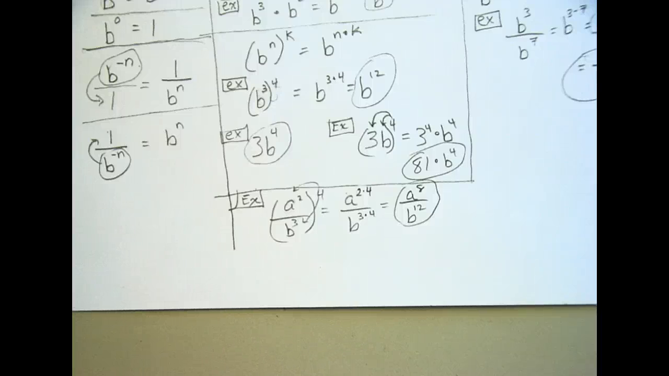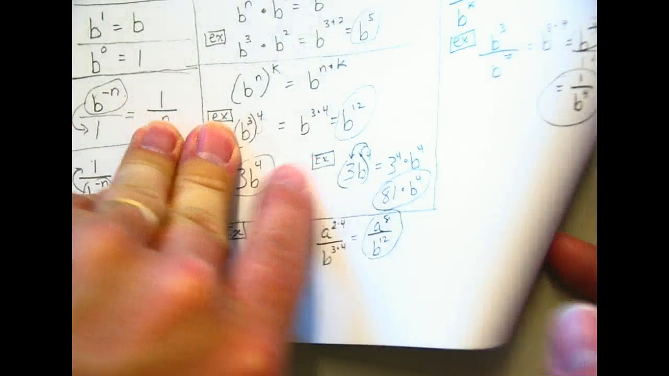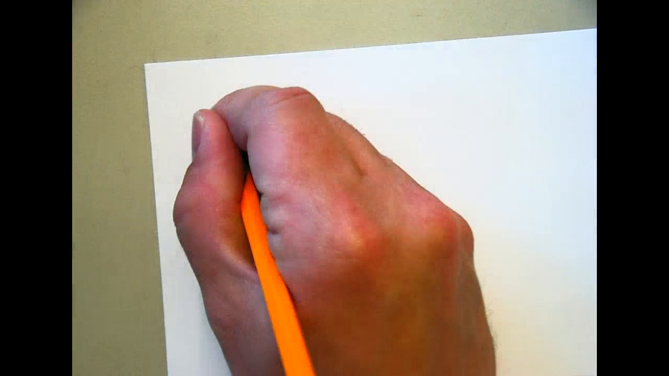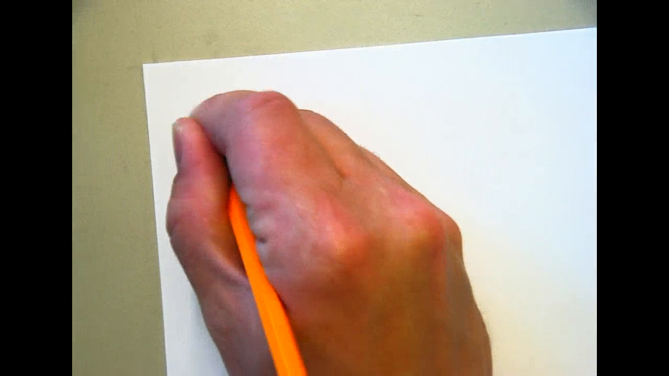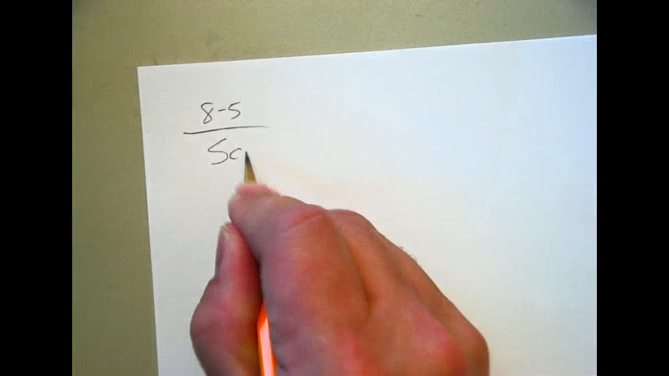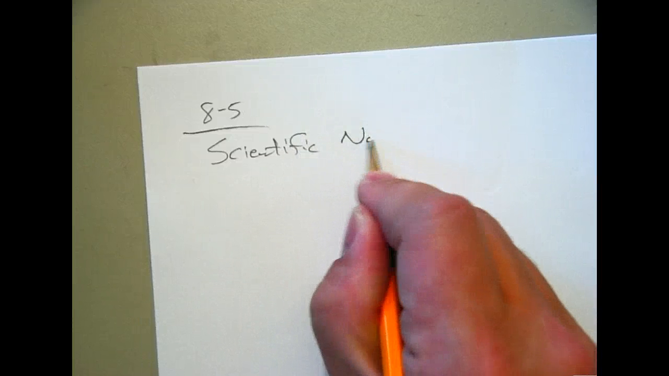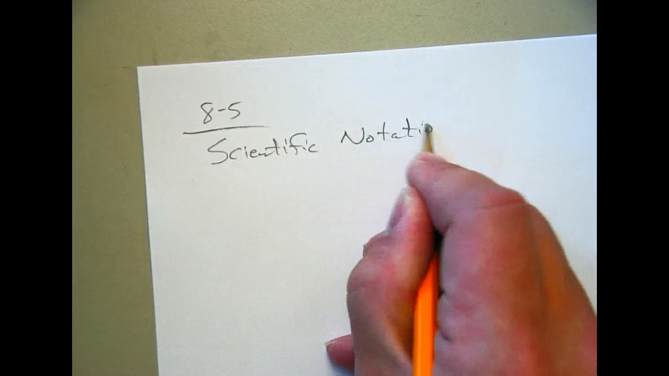All right. Only thing we haven't covered, does anyone know what it is? It's one thing we worked on this chapter. It was actually in 8-5. It kind of went along with all those things. Scientific notation. So, recall scientific notation.